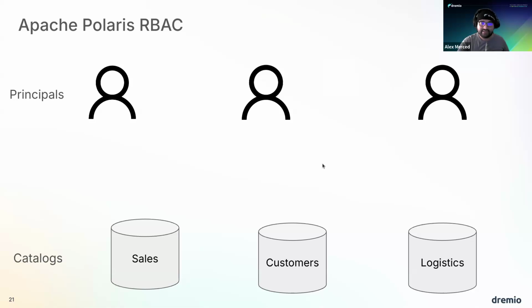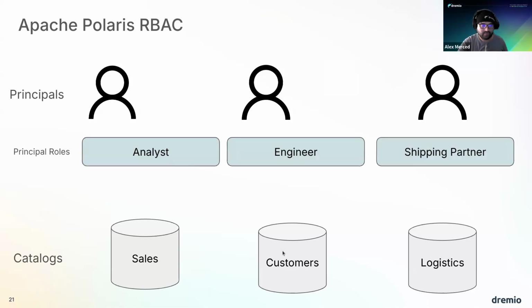I'm going to have the catalogs that I create. So in this case, we have a sales, a customers, and logistics catalog. Now what's going to happen is that I want to define different ways you can use each of these catalogs. So these are referred to as catalog roles. Well, first let's do principal roles. Okay, so first I want to take each user, each principal, and put them into different buckets. So in this case, I may create roles like analyst, engineer, and shipping partner, representing people from a shipping company that we work with who need access to some of our logistics data.